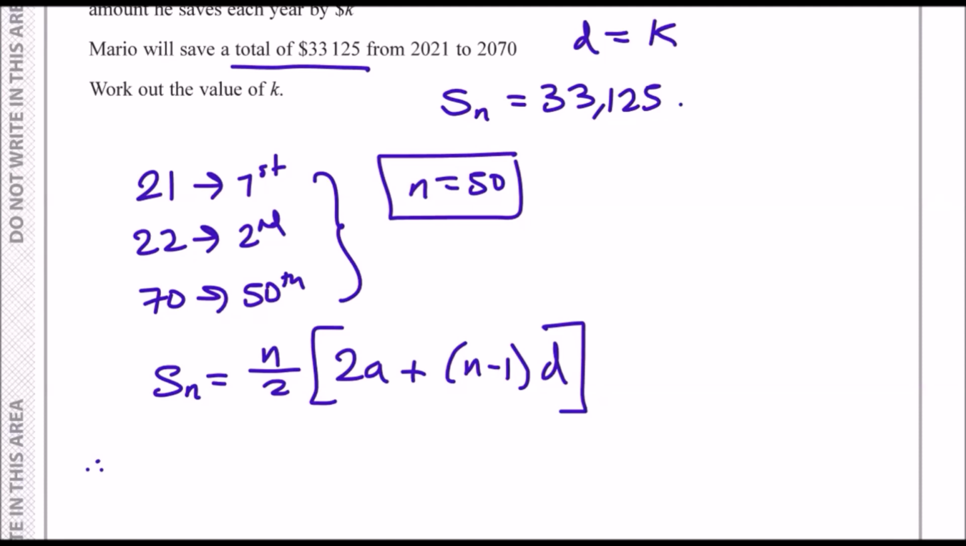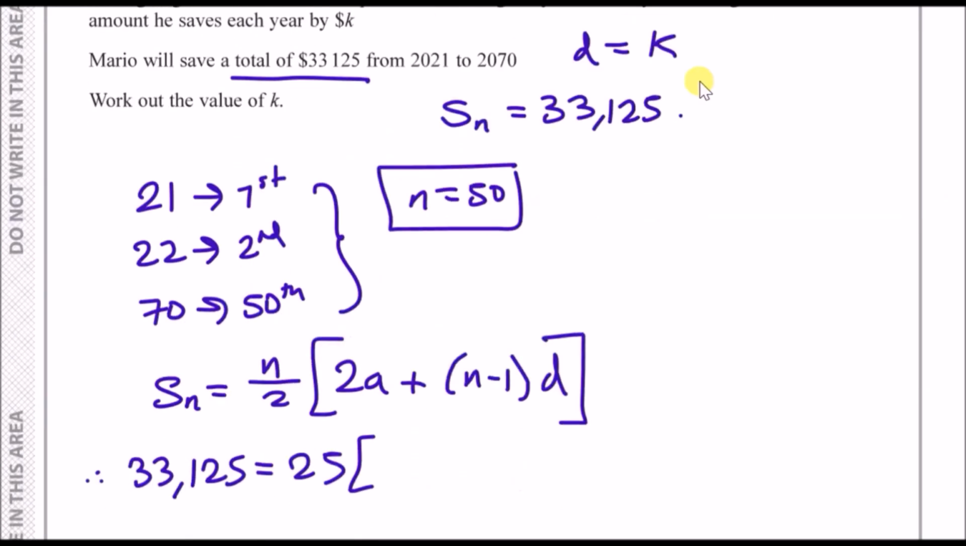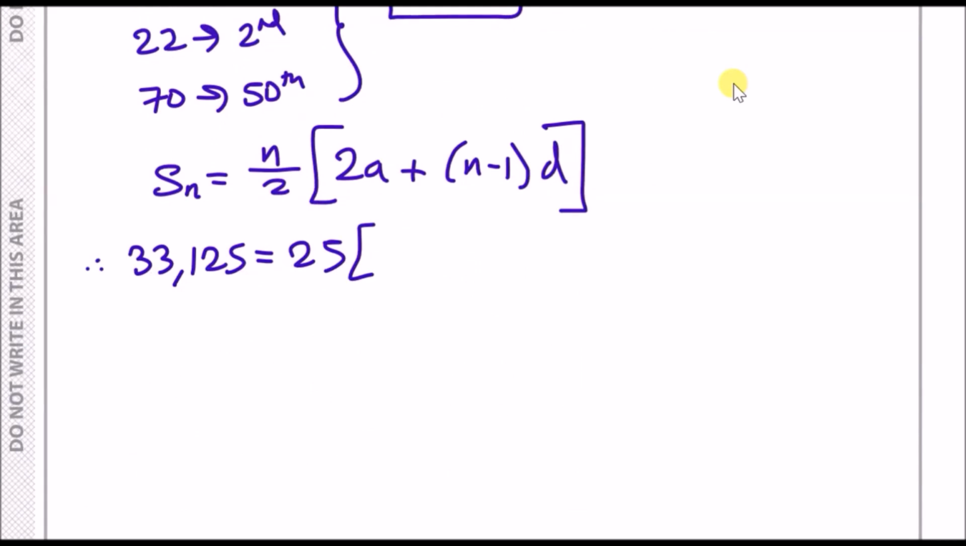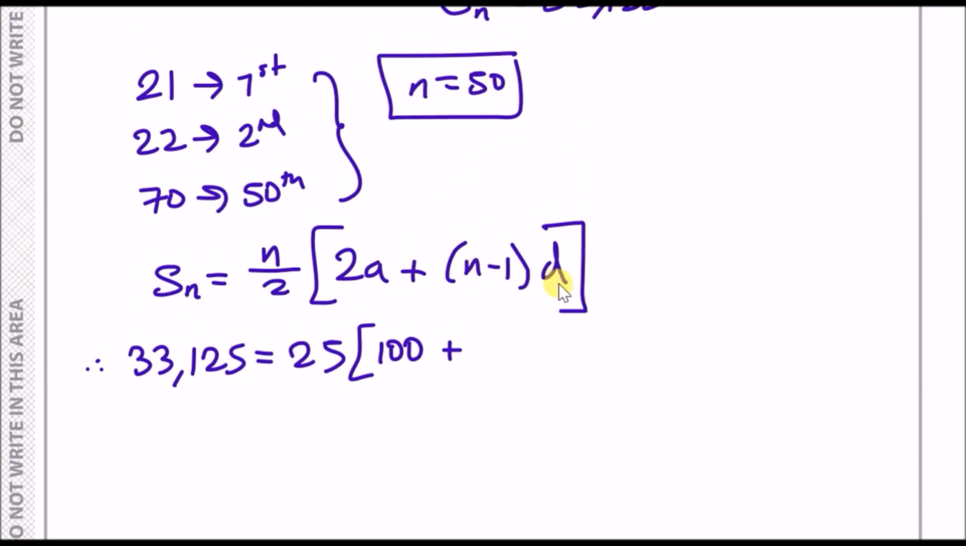So the left side would be 33,125. We know n is 50, so 50 divided by 2 is just 25. We know a was 50, so 2 times 50 is 100. We know n is 50, so 50 take away 1 is 49. And we have 49 times d, which is k, so it'll be 49k. So put a k here. And that's it.